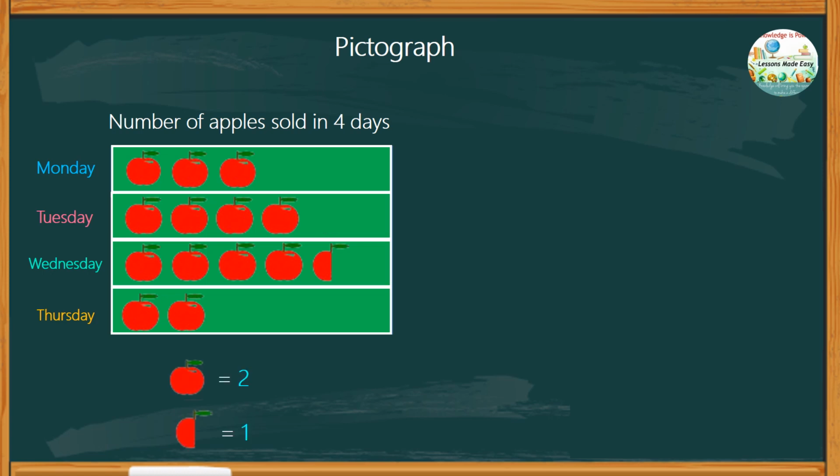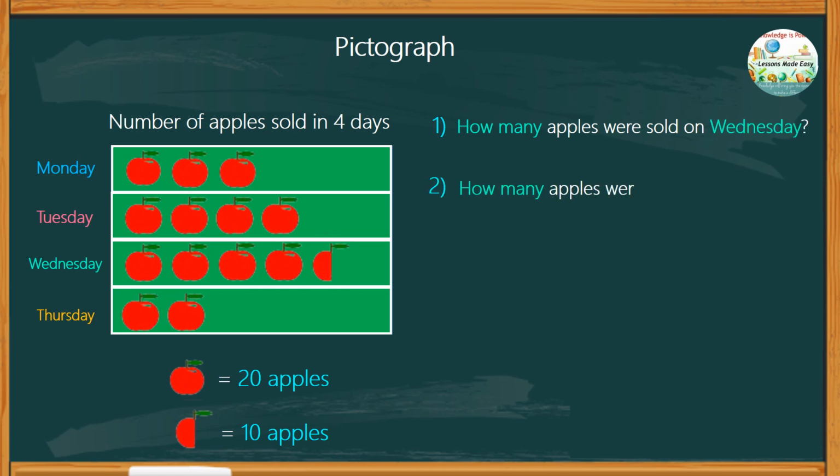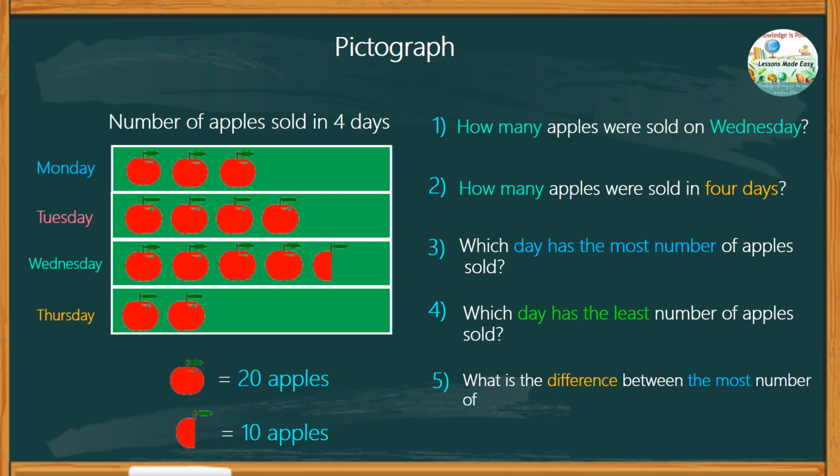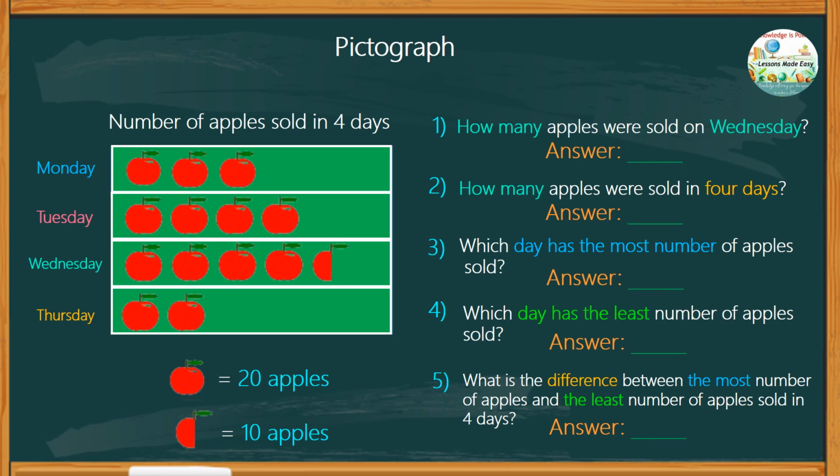Remember to look at the given scale. Number 1. How many apples were sold on Wednesday? Number 2. How many apples were sold in 4 days? Number 3. Which day has the most number of apples sold? And which day has the least number of apples sold? And lastly, find out what is the difference between the most number of apples and the least number of apples sold in 4 days. You can always pause this video if you want to use this as an exercise for your students in the classroom.